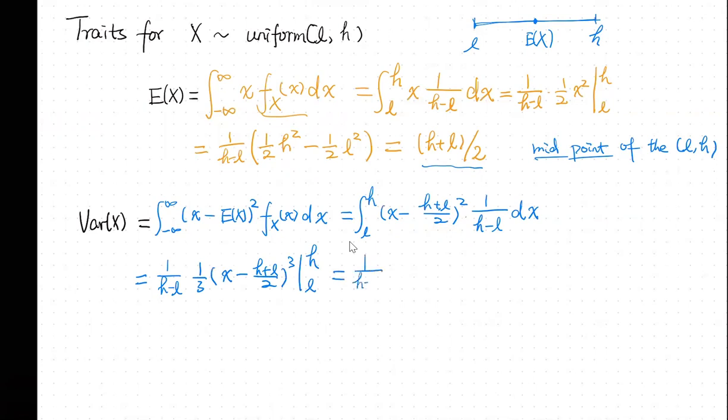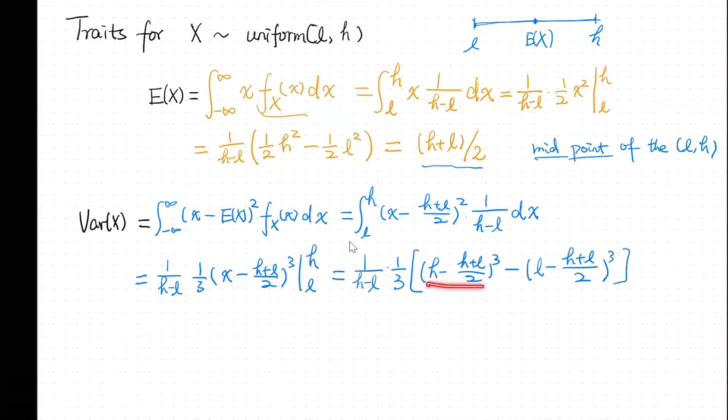So that gives us the following. So 1 over h minus L times 1/3 times h minus this midpoint to the power 3, minus L minus h plus L divided by 2 to the power 3.